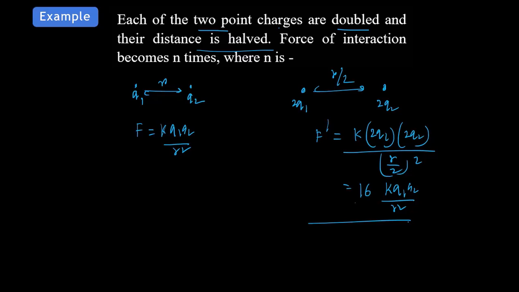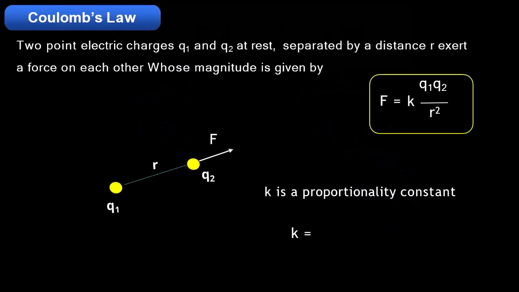That means it is 16 times more than the first one. Okay. So the force of interaction becomes n times. What is that n number? n is 16 times. Okay. So if I increase the charge as well as reduce the distance between them, then overall both effects are basically increasing the force. So force is increased.